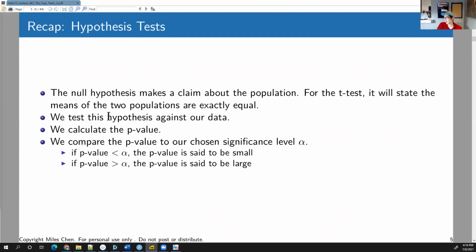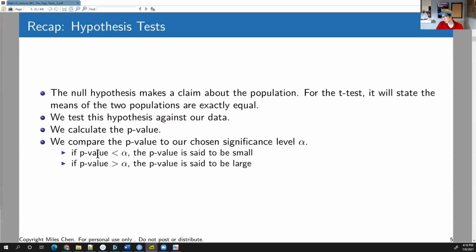All right, coming back to here, in the t-test the null hypothesis states that the means of the two populations are exactly equal. We test that hypothesis against our data, and in doing so, we calculate our p-value. When we make our conclusions, we compare the p-value to whatever significance level we've chosen. Perhaps we've chosen a significance level of 5%. That's a common choice, but sometimes you can go with a smaller one, sometimes maybe even a larger one.